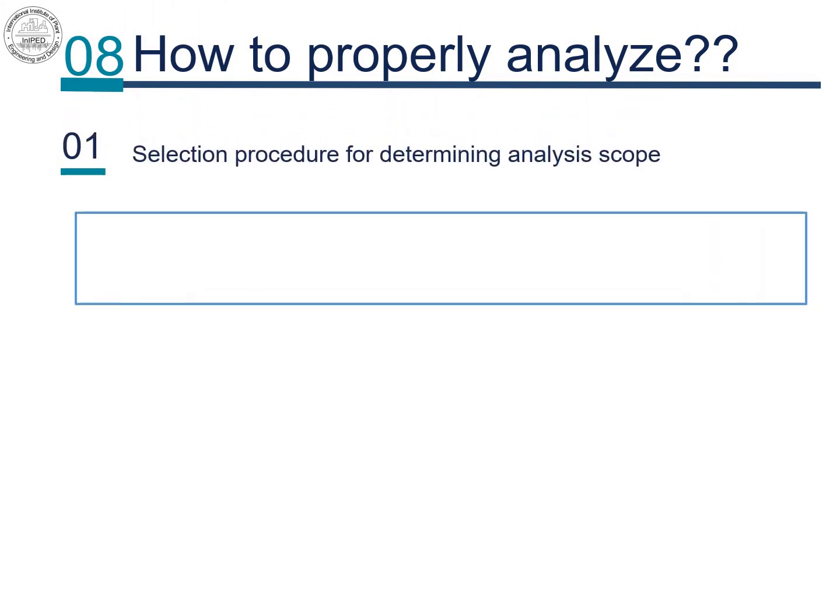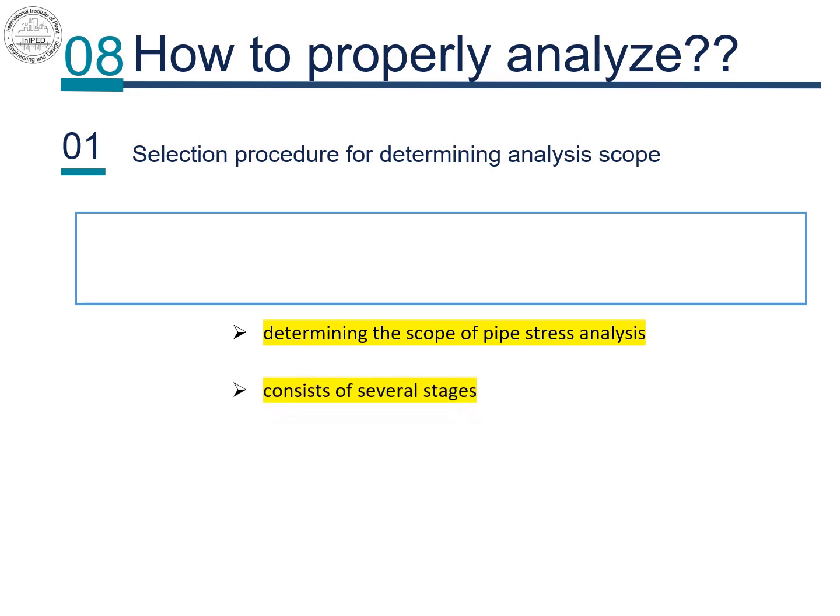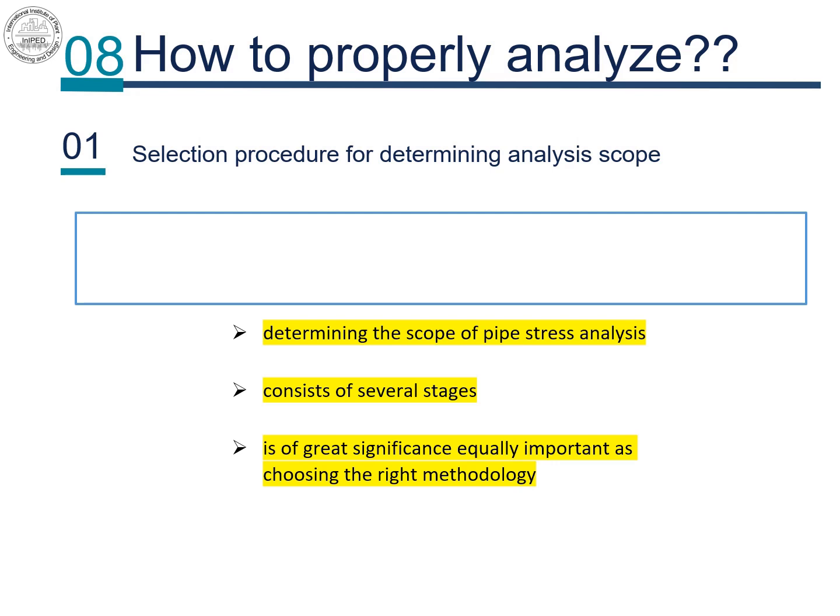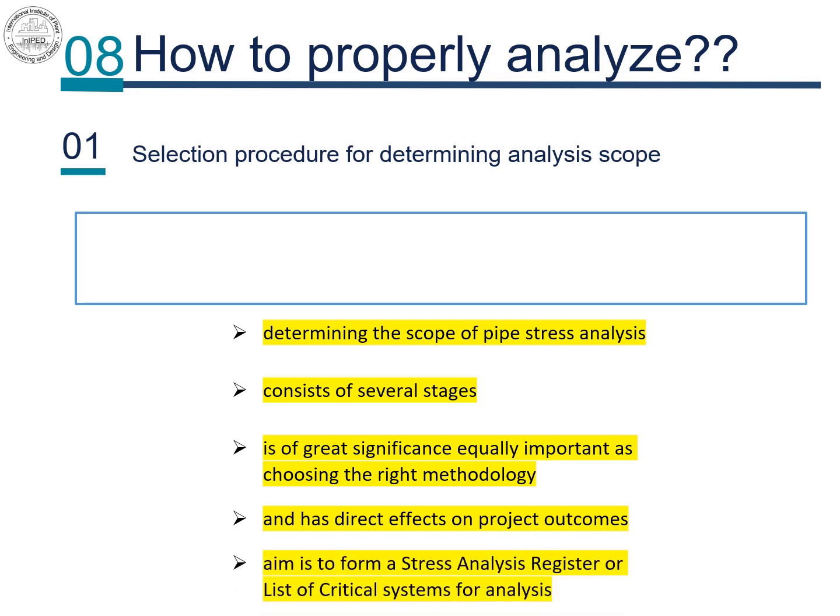The selection procedure for determining the scope of pipe stress analysis on a project consists of several stages. It is a phase of great significance, and is equally important as choosing the right methodology, because of its direct effects on project outcomes. The ultimate requirement of this procedure is informing a stress analysis register or list of critical systems for analysis, which is based on the following step-by-step approach.